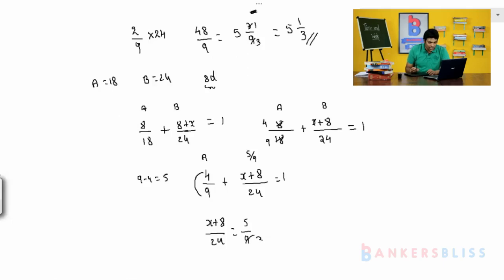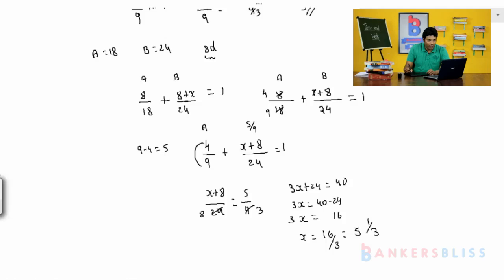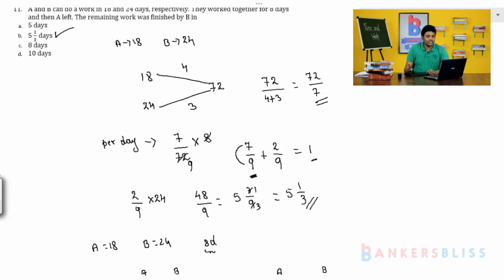So 3 3s are 9, 3 8s are 24. If you cross multiply, 3x plus 24 is equal to 8 5s are 40. Therefore 3x is equal to 40 minus 24, which is equal to 16. Therefore x is equal to 16 by 3, which is 5 1 by 3. So very simple to calculate, option B is your right answer.